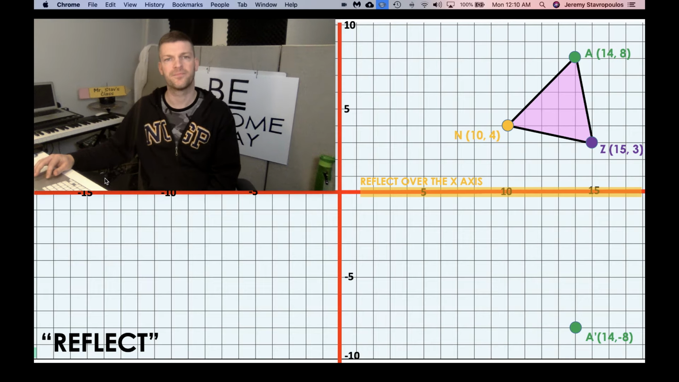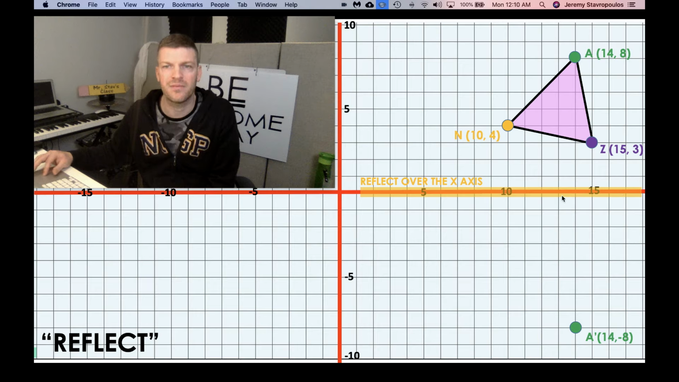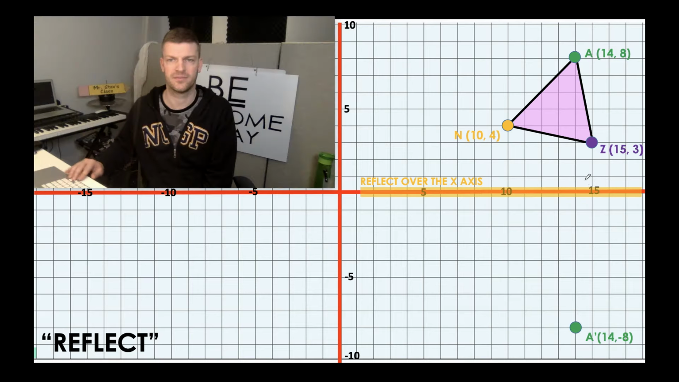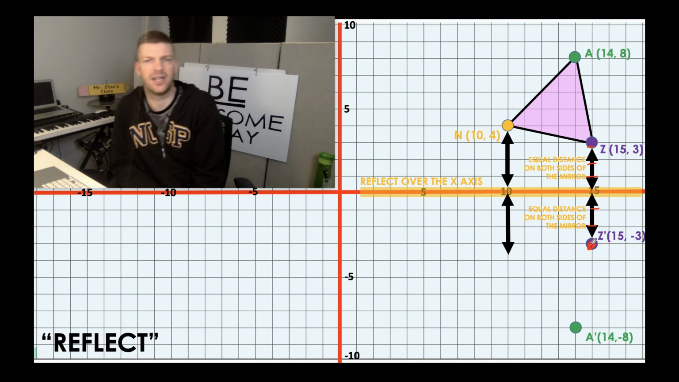Super easy. Because this is your mirror point, and so everything is going to be the same distance away from your mirror. So let's get in that arrow. So we have 1, 2, 3 units away. So 1, 2, 3 units away, up to Z prime. Boom. There's N.